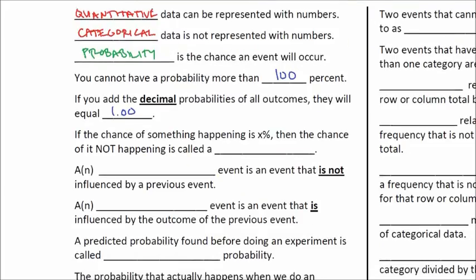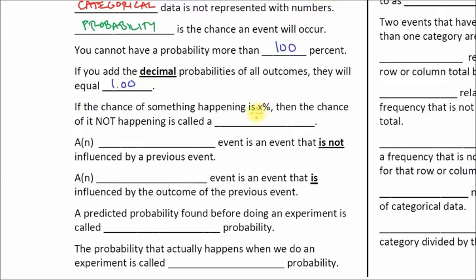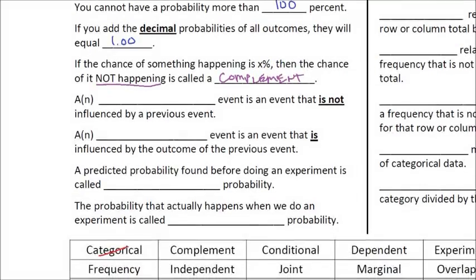Okay, if the chance of something happening is X%, then the chance of it not happening. So we look at this word, not happening. If something happening is X, then not happening is everything but X. And that is called a complement. One of the things we talked about is if the chance of something happening is X%, then you would take 1 minus that value to find its complement, which again is everything else but the event that we're looking for. So that is a complement.